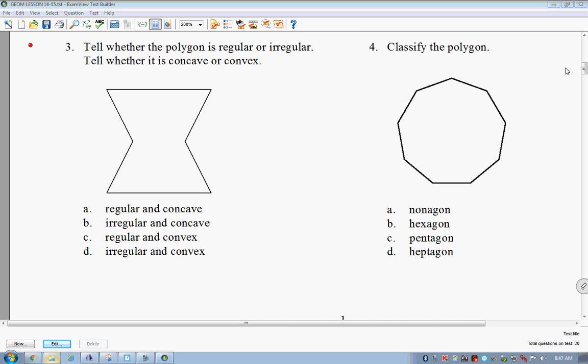Let's look at number 4. Now, they're not asking convex, concave, regular, or irregular. They just want to know, what are we going to call this? Well, how do I go about figuring that out? Count the sides. Best way to do that is use tick marks to keep track. It's 2, 3, 4, 5, 6, 7, 8, 9. What do we call a 9-sided figure? A nonagon. Good.